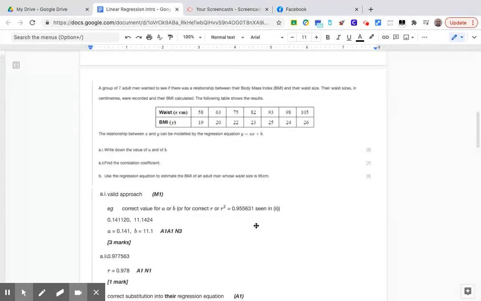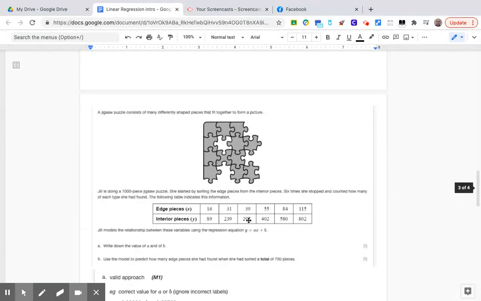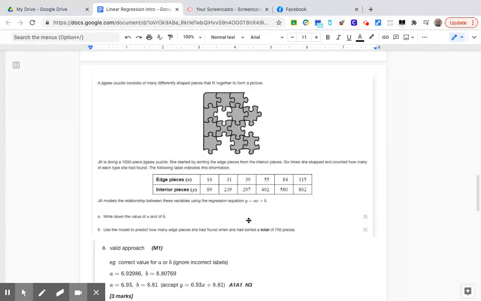Another bivariate data set was, we asked individual people what their waist size was and what their BMI is. What else? Oh, we got a bunch of jigsaw puzzles, and we opened them up and we said, okay, how many edge pieces are there and how many interior pieces are there? And this is the information we came up with.